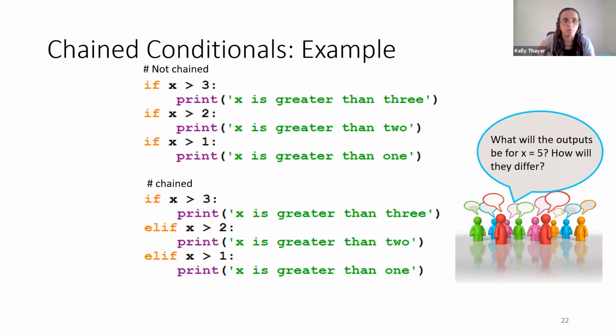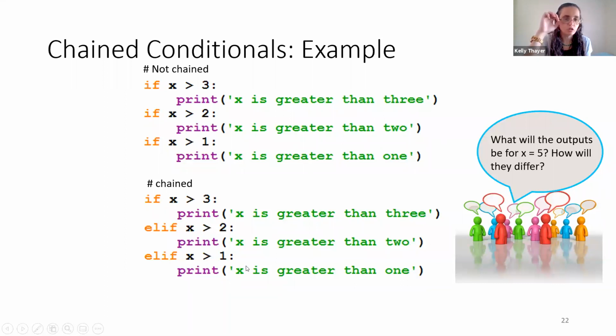Here is an example. Here we have a snippet of code where there's no chaining involved. So if x is greater than 3, print x is greater than 3. If x is greater than 2, print that, and if x is greater than 1, print x is greater than 1. And so then we're going to look at the chained example. If x is greater than 3, if x is greater than 2, if x is greater than 1.